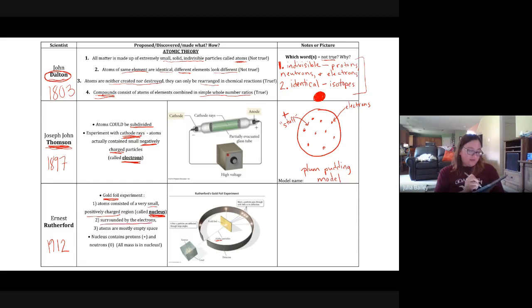It's surrounded by the electrons. Atoms are mostly empty space though, because most of them could pass straight through the gold atoms. That means mostly there's empty space. Only a few of them were deflecting, which means only a few of them were hitting the nucleus, which means the nucleus must be very small, because if it were bigger, more of the radiation particles would have bounced off of it.